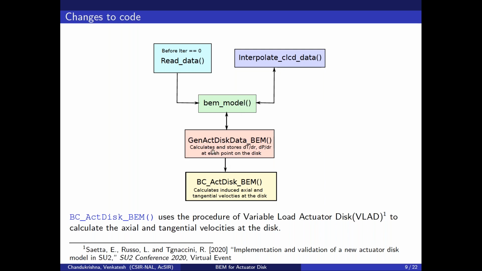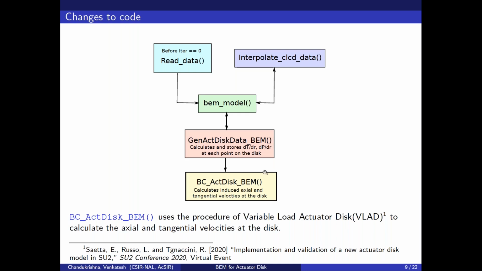In this routine we store the data of elemental thrust and torque at each point on the disk. And this BC AcDis BM routine takes the dT/dr and dP/dr to calculate the induced axial and tangential velocities at the disk at the outlet. This BC AcDis BM routine uses the procedure of the variable load actuator disk, which already exists in SU2, to calculate the axial and tangential velocities at the disk.